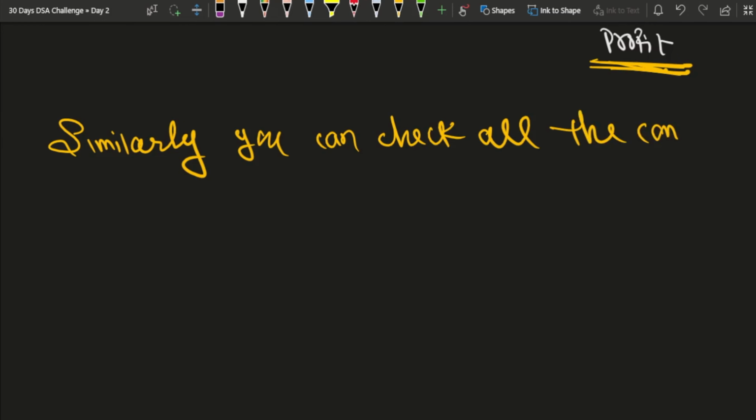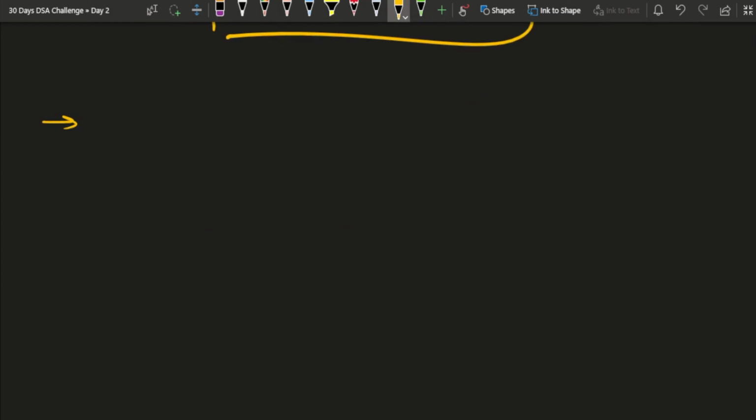If the intuition is clear, then the code is going to be very easy. So now let's write the pseudocode. What we are basically doing is just checking all the possible combinations. So we want to return the profit. Let's say I have a profit variable and its initial value is 0.